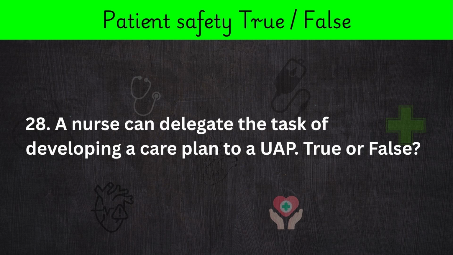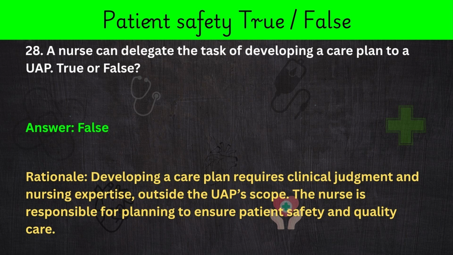28. A nurse can delegate the task of developing a care plan to a UAP. True or false? Answer: false. Rationale: Developing a care plan requires clinical judgment and nursing expertise outside the UAP scope. The nurse is responsible for planning to ensure patient safety and quality care.